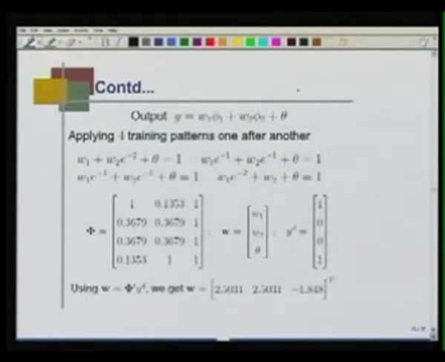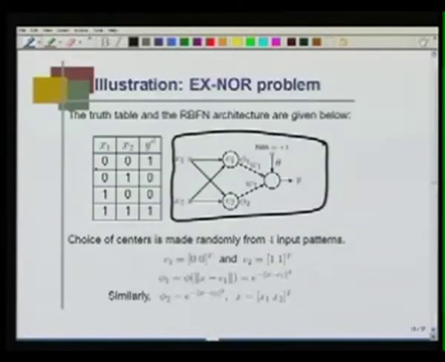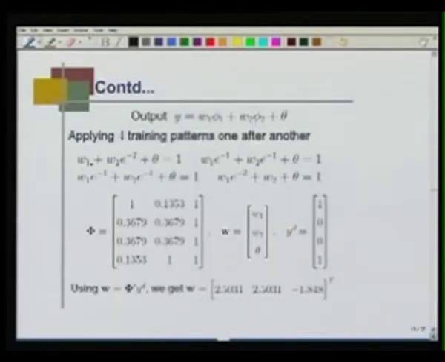So, if we compute for each pattern the phi 1, the phi 1 for the first pattern is 1, which is obvious because for the first pattern 0 0 and C1 is 0 0. Obviously, e to the power this Euclidean distance, which is 0, so e to the power 0 is 1. So, W1 into phi 1 is as shown here, and phi 2 is e to the power minus 2 because the Euclidean distance is root 2 and its square is 2.